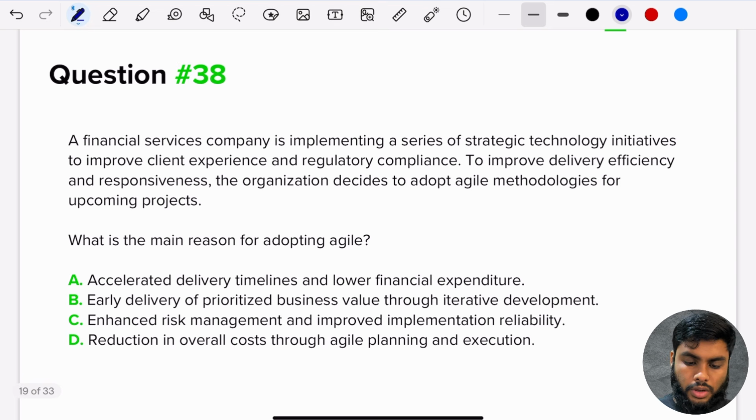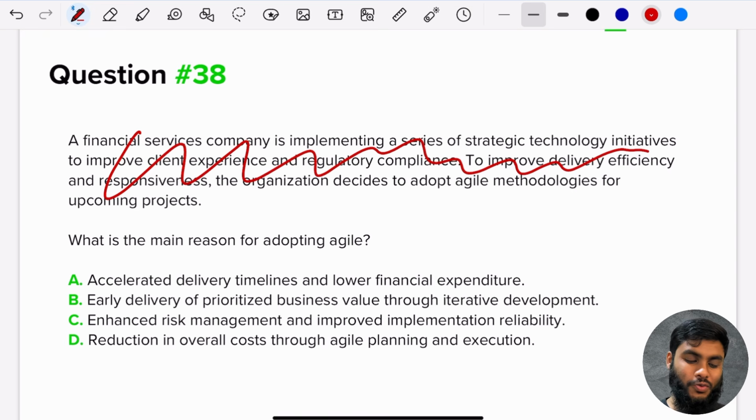Let's move on to 38. A financial services company is implementing a series of strategic technology initiatives to improve client experience and regulatory compliance. To improve delivery efficiency and responsiveness, the organization decides to adopt Agile methodologies for the upcoming projects. What is the main reason for adopting Agile? All right, so guys, this whole problem statement, none of it is useful. They could have just started with this: what's the main purpose of Agile?